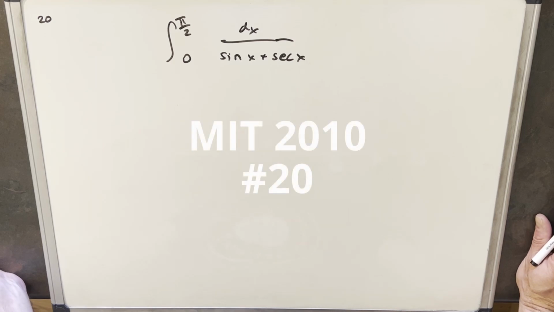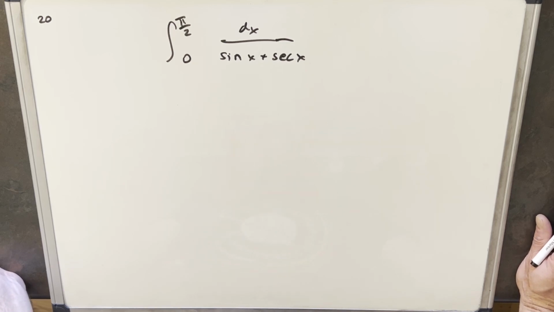Hey, we have here another integral from the MIT Integration Bee 2010. We're on to problem number 20. We have the integral from 0 to pi over 2 of dx over sine x plus secant x.